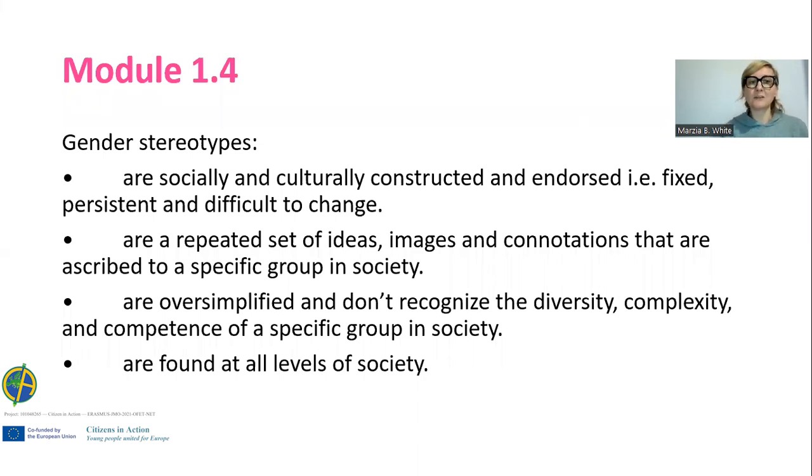So that means that gender stereotypes are socially and culturally constructed and endorsed. They are fixed, persistent, and difficult to change. And these are a repeated set of ideas, images, and connotations that are ascribed to a specific group in society. And gender stereotypes are oversimplified and do not recognize the diversity, complexity, and competence of a specific group in society. And they are found at all levels of society.